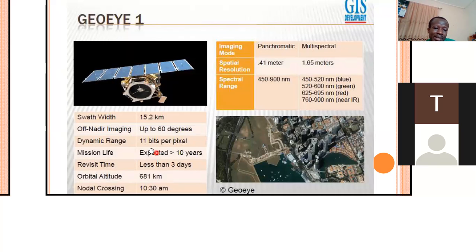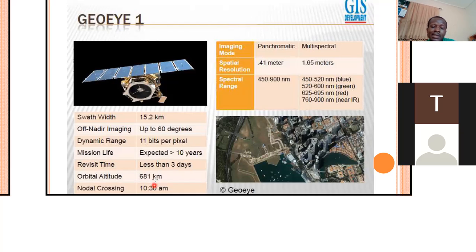How long can it stay up there? Dynamic range, bits per pixel, all that talks about the kind of image we are generating. Revisit time, how many times does it come to the same place to take a picture? Orbital altitude, how far is it from the ground? This one is very near Earth, isn't it? 600 kilometers, 680, that is very low.